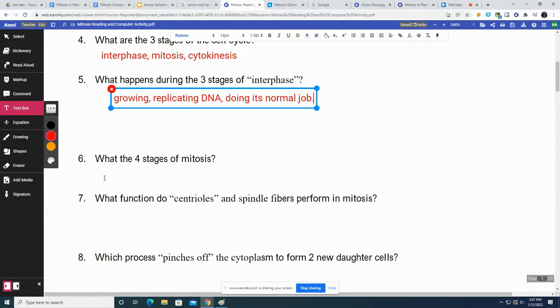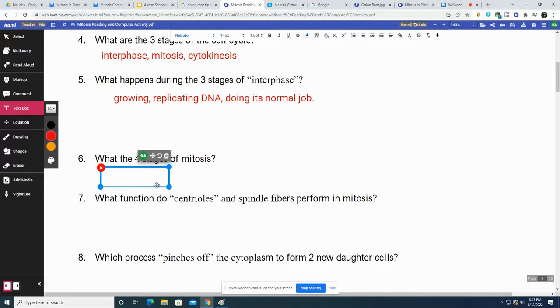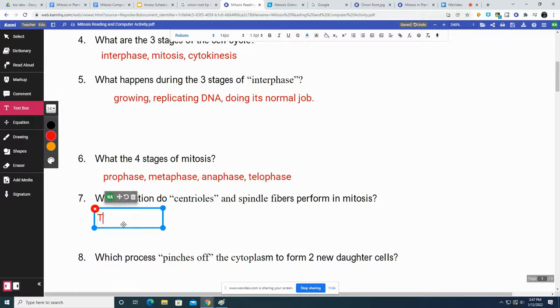What are the 4 stages of mitosis? Remember, that's PMAT. The P stands for prophase. The M stands for metaphase. A stands for anaphase. And the T stands for telophase. What function do centrioles play in mitosis? They move around the chromosomes.